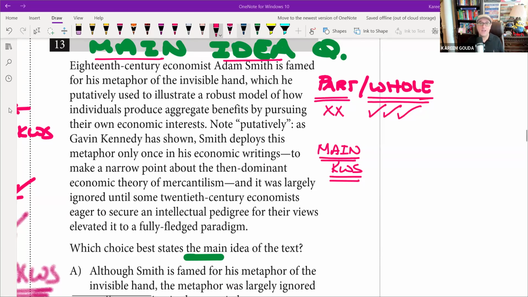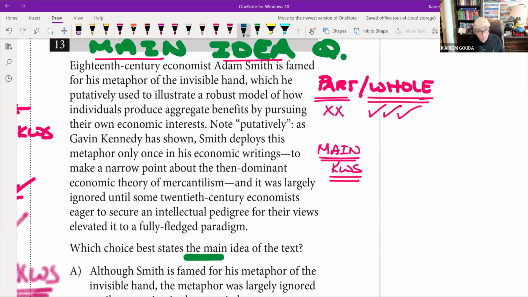Come on. Again, remember, guys, this is Module 2, second half of reading questions. That's the hardest thing you'll ever see on the test. 18th century economist Adam Smith is famed for his metaphor of the invisible hand, which he putatively used to illustrate a robust model of how individuals produce aggregate benefits by pursuing their own economic interests. Note, putatively, as Gavin Kennedy has shown, Smith deploys this metaphor only once in his economic writings, to make a narrow point about the then dominant economic theory of mercantilism. And it was largely ignored until some 20th century economists, eager to secure an intellectual pedigree for their views, elevated it to a fully fledged paradigm.